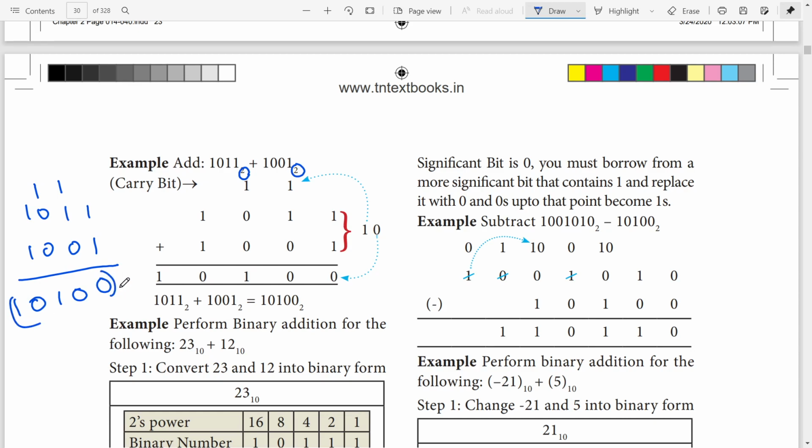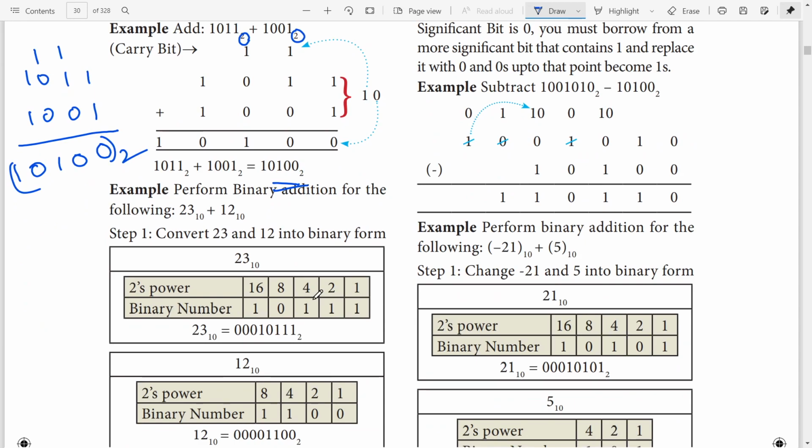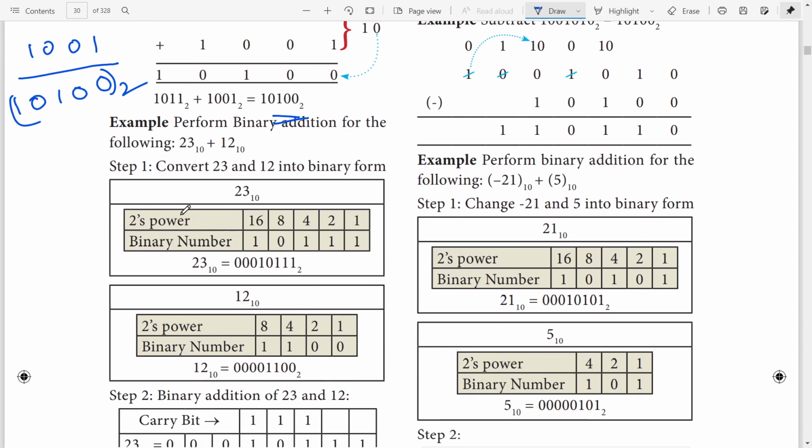Its corresponding binary value. Perform the binary addition for 23 and 12. 23 is 1 0 1 1 1. For 12 it is 1 1 0 0. So you can put 0.